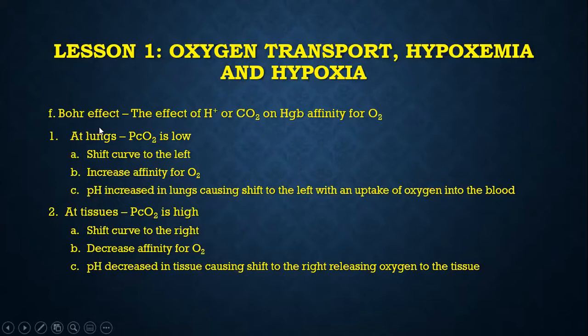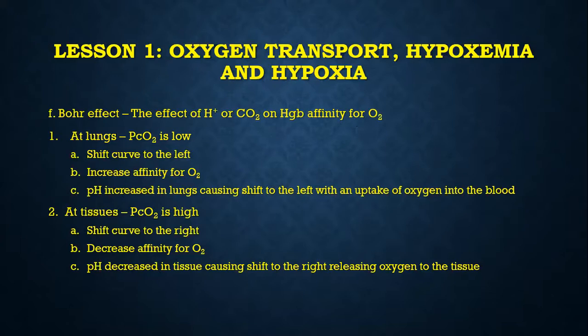That's called the Bohr effect. The Bohr effect is the effect of hydrogen ions, or the CO2, on hemoglobin's affinity for oxygen. So the effect of CO2, that's what we said. When CO2 is high, hemoglobin will pick it up and release the oxygen. When CO2 is low, it will pick up the oxygen and let go of the CO2, right?